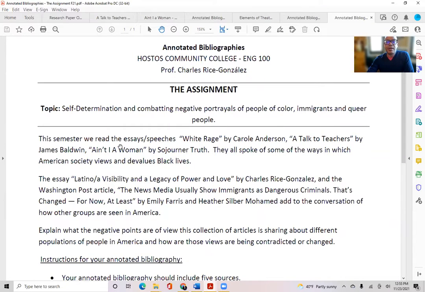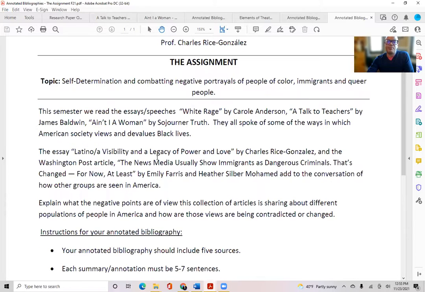This semester, we read essays and speeches: White Rage by Carol Anderson, A Talk to Teachers by James Baldwin, and Ain't I a Woman by Sojourner Truth. They all spoke of some of the ways in which American society views and devalues Black lives, right? These three articles we read, we talked about them, you've written papers about them. The essay Latina Visibility and the Legacy of Power of Love by Charles Rice-Gonzalez, and the Washington Post article The News Media Usually Show Immigrants as Dangerous Criminals. That's Changed for Now, at Least by Emily Harris and Heather Silver Muhammad, add to the conversation of how other groups are seen in America.